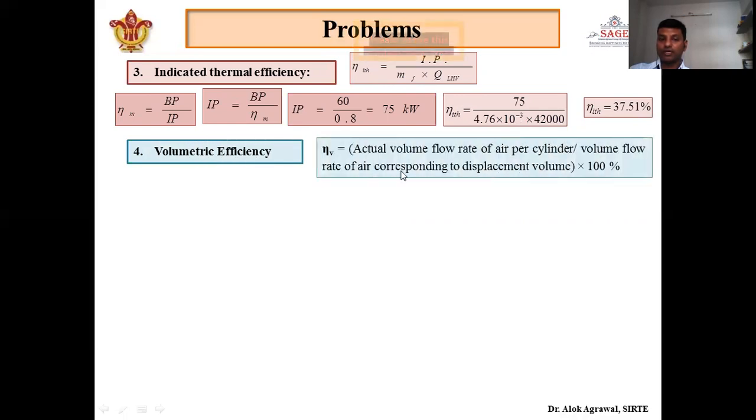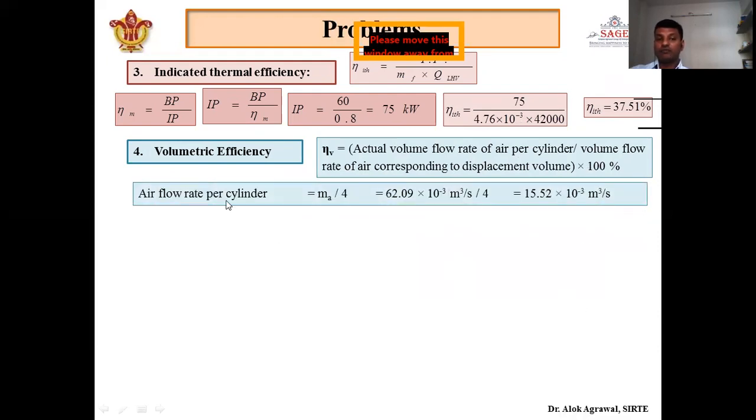The fourth one is volumetric efficiency. Now this is the main part of the problem. Volumetric efficiency is the actual volume flow rate of air per cylinder upon the volume flow rate of air corresponding to displacement volume, that is actual flow rate V by Vs into 100%. Now, the air flow rate MA that we have calculated is for all 4 cylinders, because we are working on a 4 cylinder engine. So for per cylinder, we have to divide it by 4. For one cylinder, we get air flow rate as 15.52 into 10 to the power minus 3. So this is the actual air flow rate per cylinder.